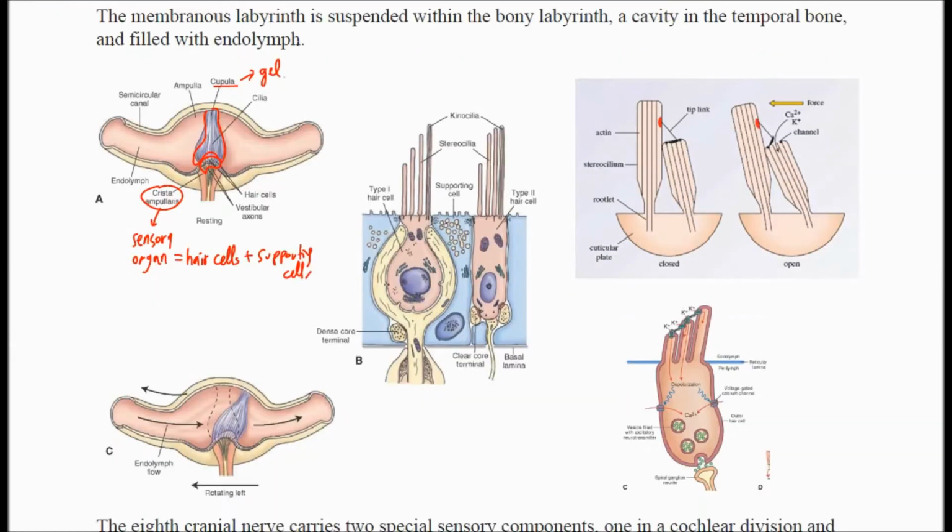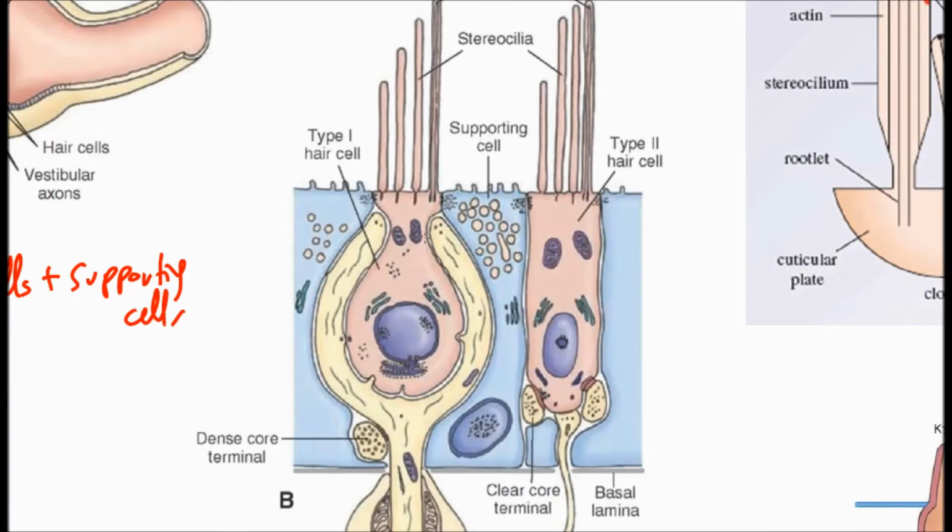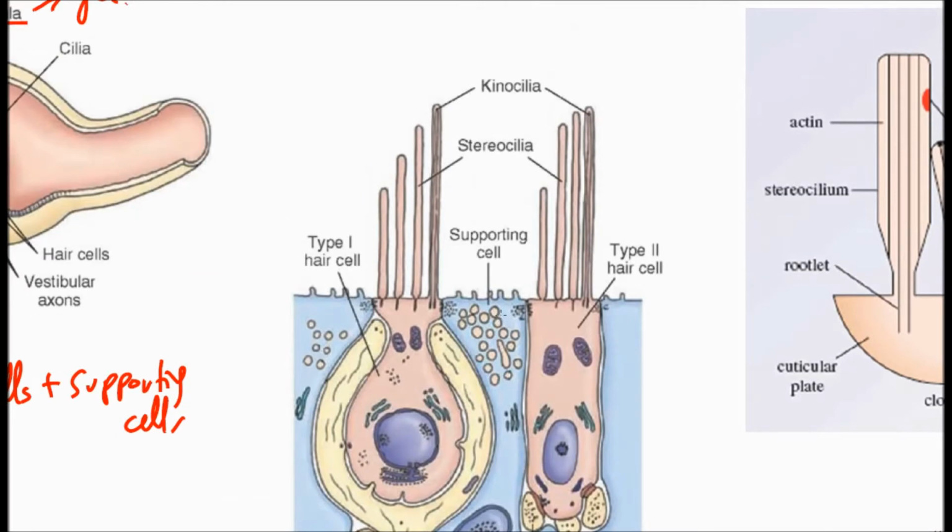So let's have a look at the hair cell. This is the diagram of the hair cell. You can see different types of hair cells, but the common thing is it has finger-like projections on top of the cell. These finger-like projections, microvilli, are called stereocilia. And the tallest one is called the kinocilium. You can see the height of the stereocilia gradually increasing towards the kinocilium, the same as in these types of hair cell.